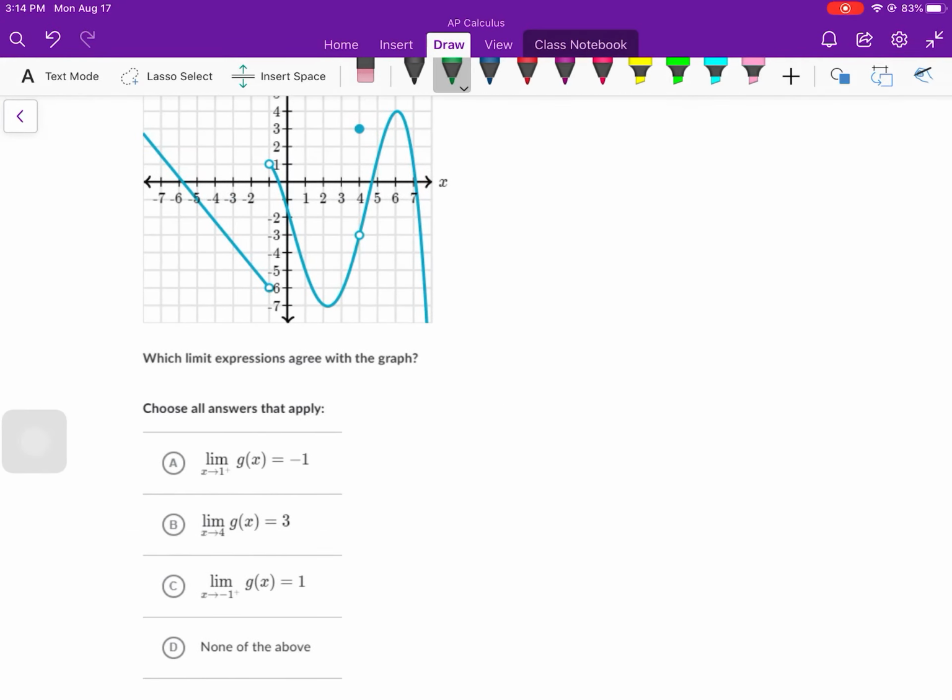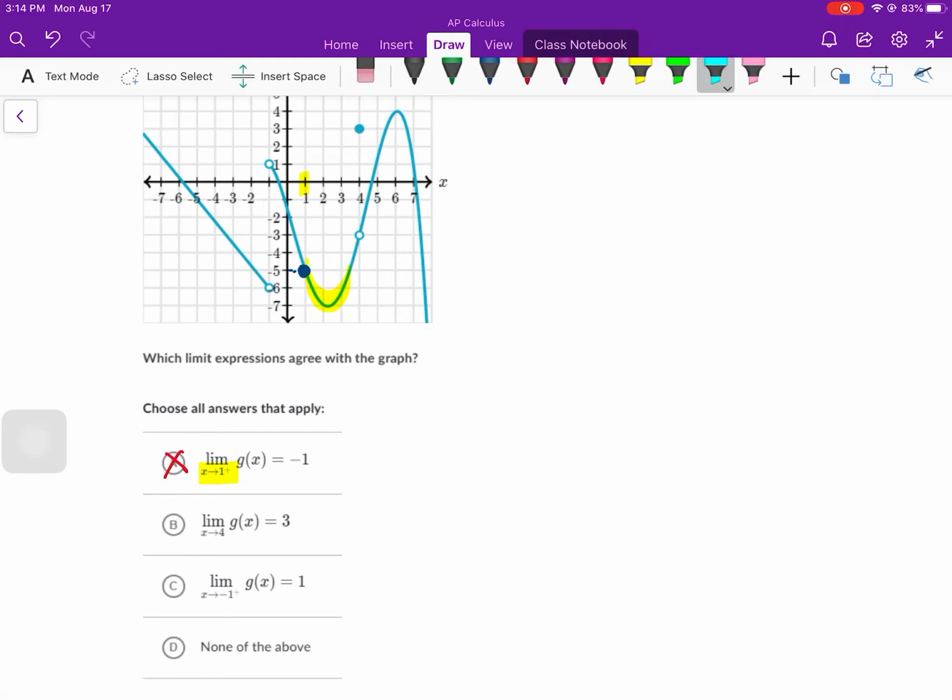Over here we get another one just like it. The limit as x approaches 1 from the right. As we're approaching 1, here's 1 right there. So as x approaches 1 from the right, the limit is negative 5, right? If you look at that y value, that's not negative 1, so this one's out.